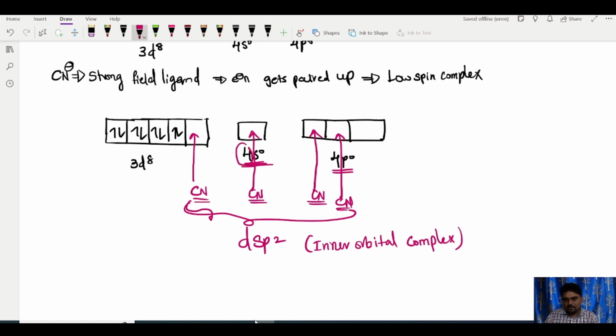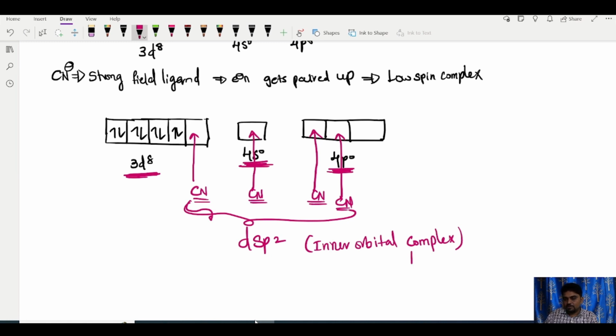The valency shell is the fourth shell. The numerical digit represents the shell number. So the fourth shell is the valency shell here, but we are taking the third shell orbital. The third shell d orbital we are taking. So that's why it is called the inner orbital. Even though the valency shell is the fourth shell, we are taking the third shell. That's why it is called the inner orbital.